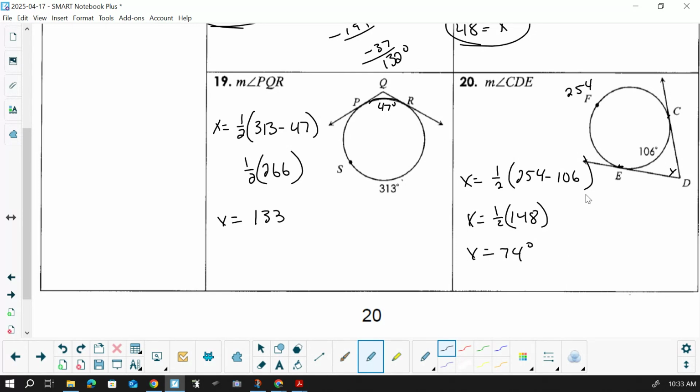And there's pages 18, 19, and 20 notes. Ready to go.